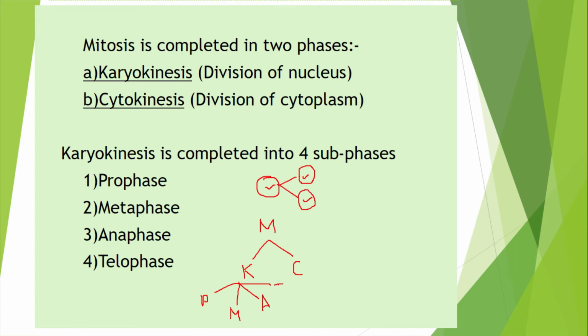In this way, how can you keep this in mind? PM at. You can remember PM, that is Prime Minister at Pune. Where P stands for prophase, M stands for metaphase, A stands for anaphase and T stands for telophase.